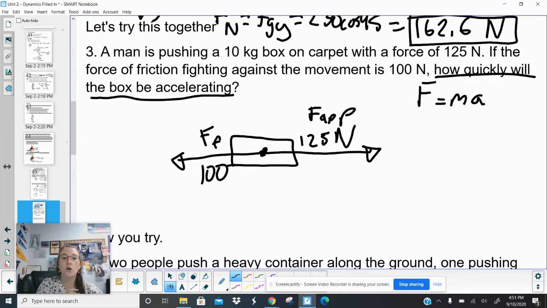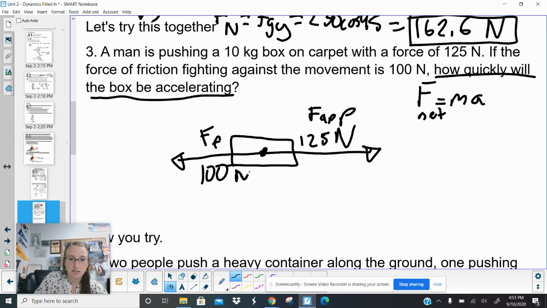But what we need to know is the net force. This is the net force equals ma. That's because, again, even though he's pushing with 125 newtons, friction is fighting against it with 100. So to start with, what is the net force here?